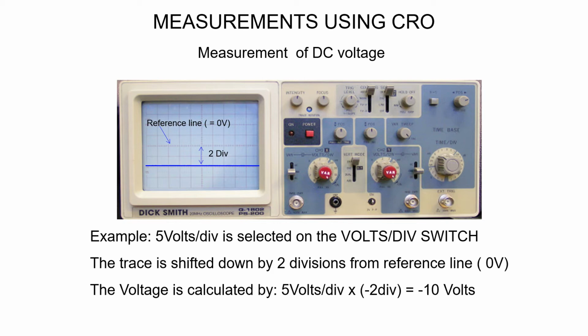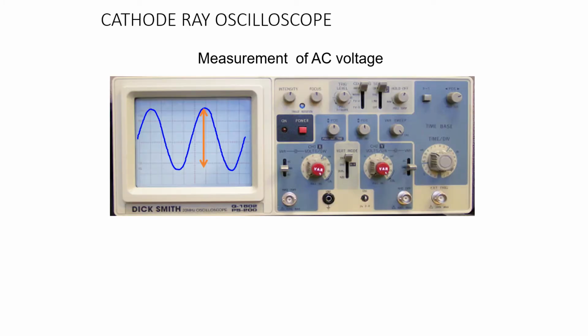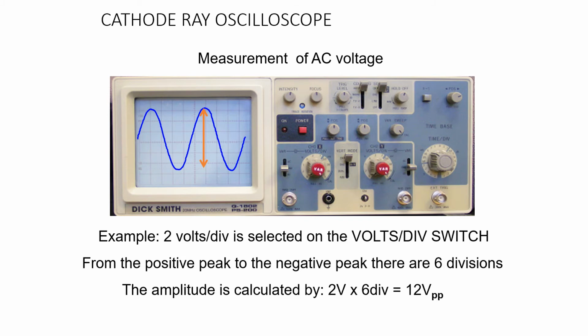As soon as you connect the DC voltage to the CRO to be measured, if the reference line moves up, it is a positive DC voltage. If the reference line moves down, it is a negative DC voltage. So we have seen how to measure the DC voltage.